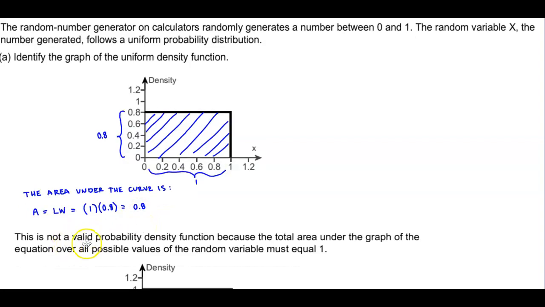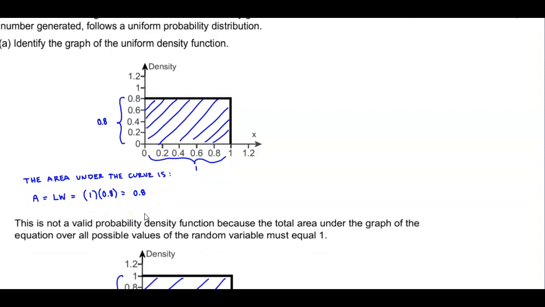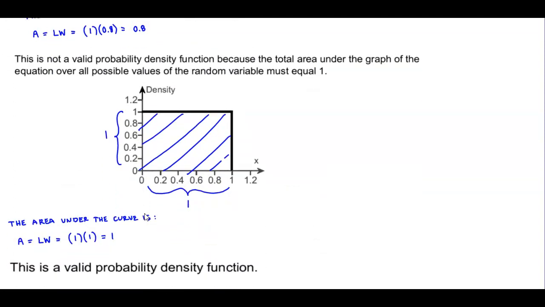Now, this is not a valid probability density function because the total area under the curve of the equation over all possible values of the random variable must equal 1. So the area under the curve must equal 1. In this case, it doesn't. It equals 0.8.